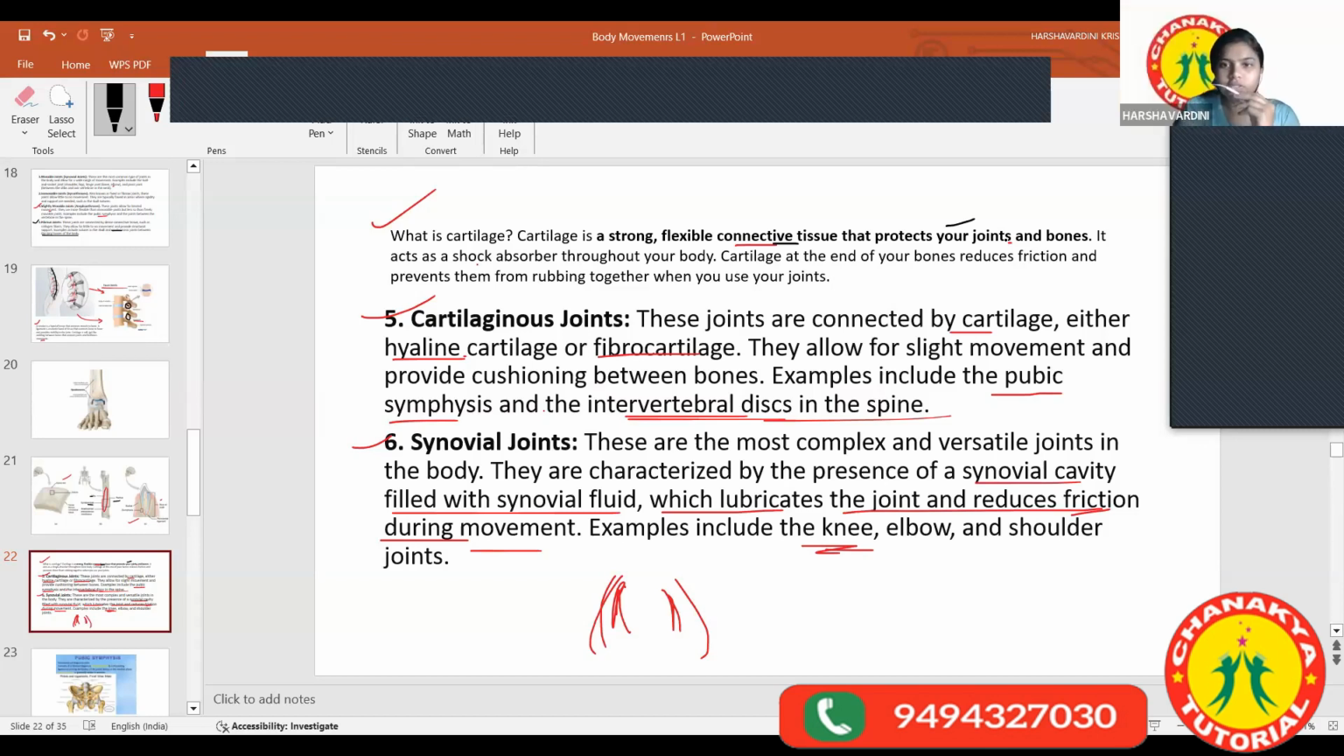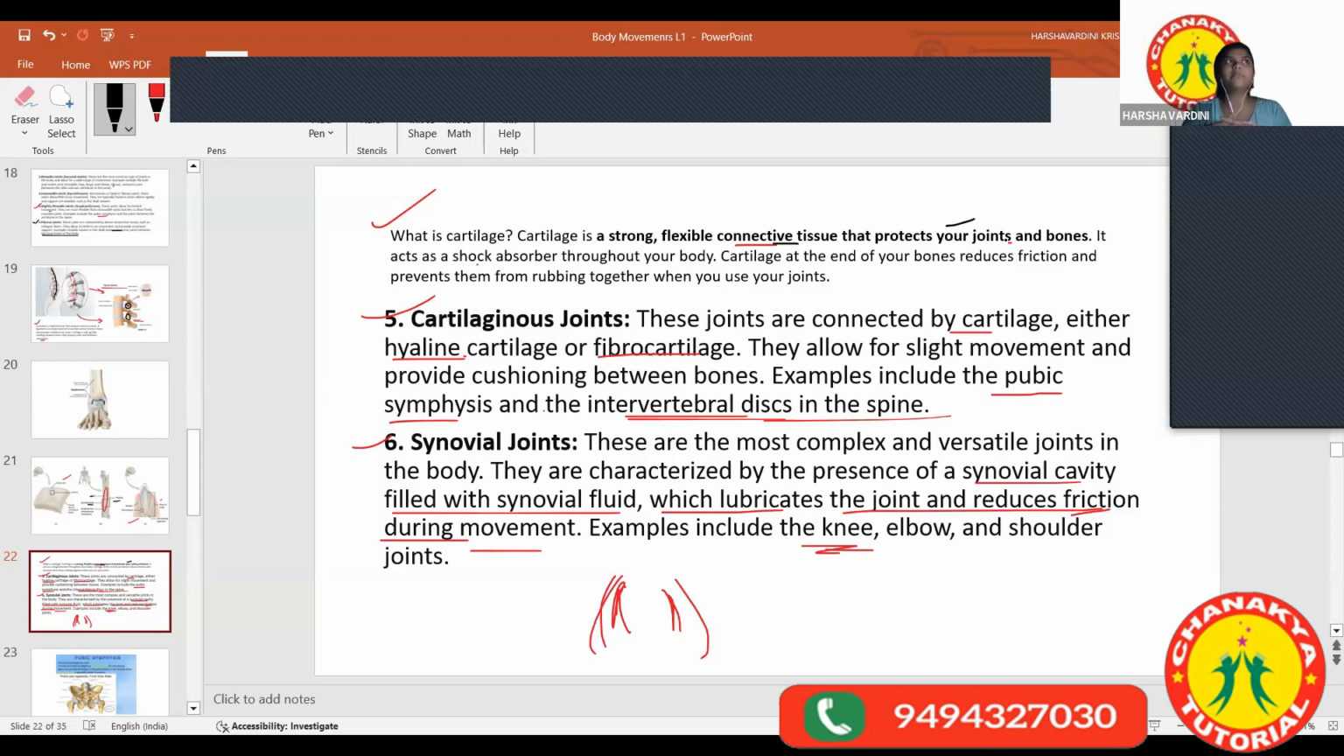So this has the same function as synovial fluid, but it is not synovial. They are connective tissue. They also protect your joints only. Like synovial fluid protects your joint, these also protect your joints, but they act as a shock absorber.